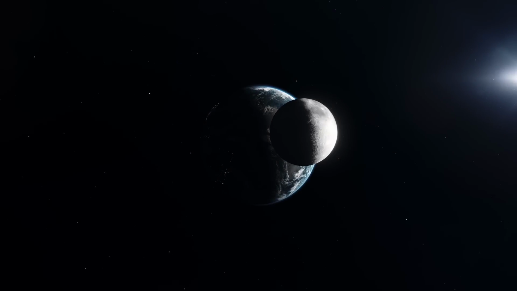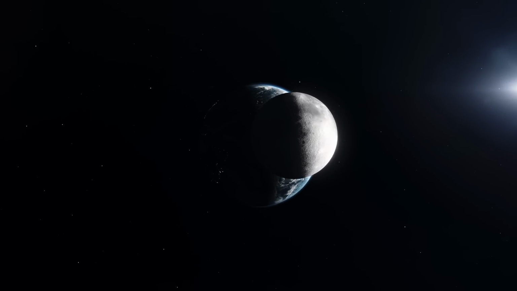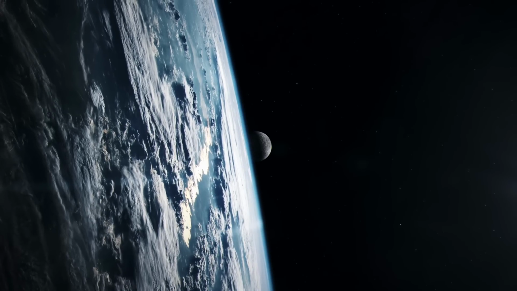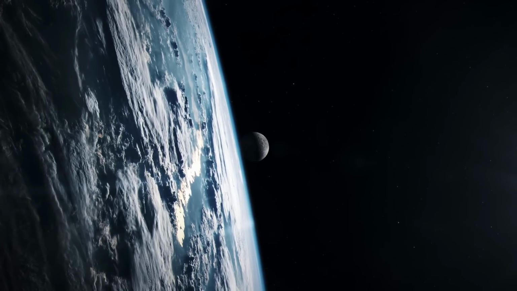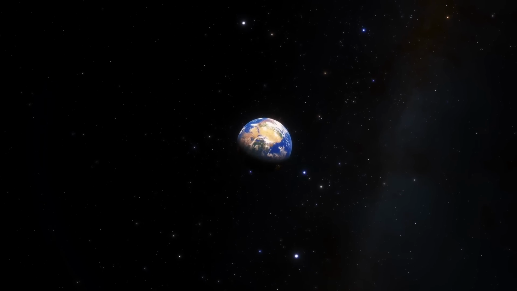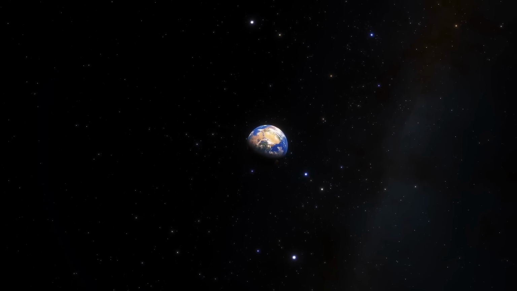As we continue to explore the moon, both from Earth and with missions like Artemis, we don't just learn about our celestial neighbor. We also gain insight into our planet, its history, and its place in space.